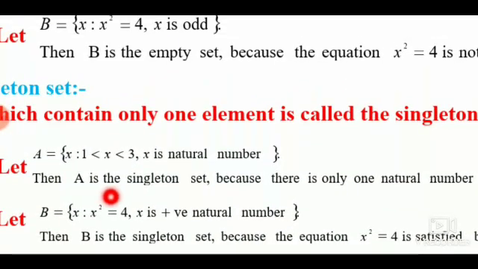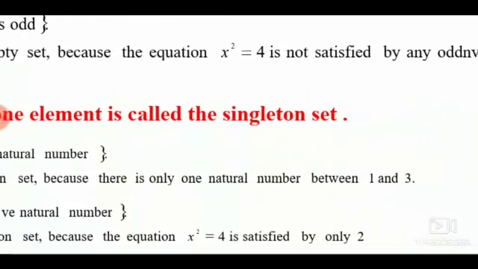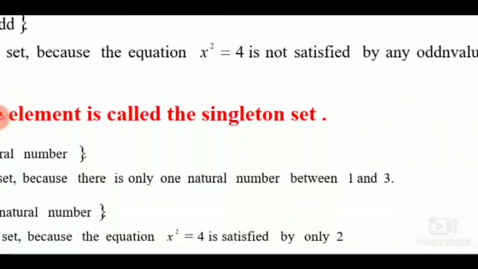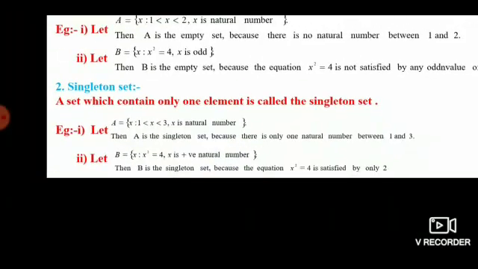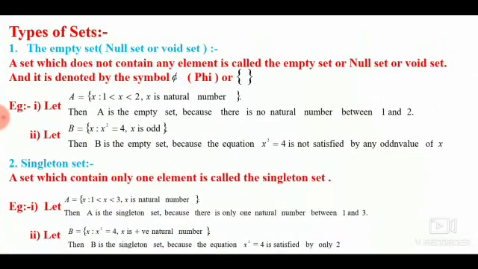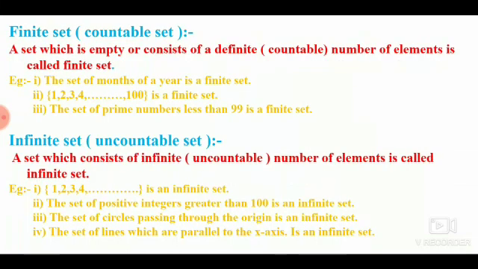B is a set containing X such that X squared is equal to 4, where X is a positive natural number. Then B is a singleton set because the equation X squared is equal to 4 is satisfied by only the number 2. There is a number minus 2 which satisfies the same equation, but since it is written positive natural number, only plus 2 satisfies this equation. Therefore, that set contains only one element, and such a set is called a singleton set.